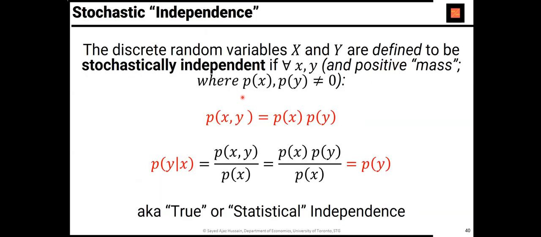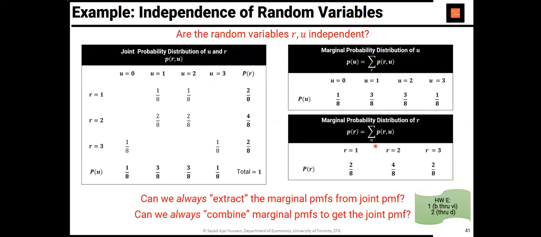Now, by what we said earlier, two random variables are said to be stochastically independent if the probability of x and y can always be factored out as the probability of x times the probability of y. If I can go left to right and right to left, it means x and y are stochastically independent. And of course, using Bayes' rule, if the chance of y given x is always equal to the chance of y, they are truly statistically independent variables. So for example, do you think R and U are independent?